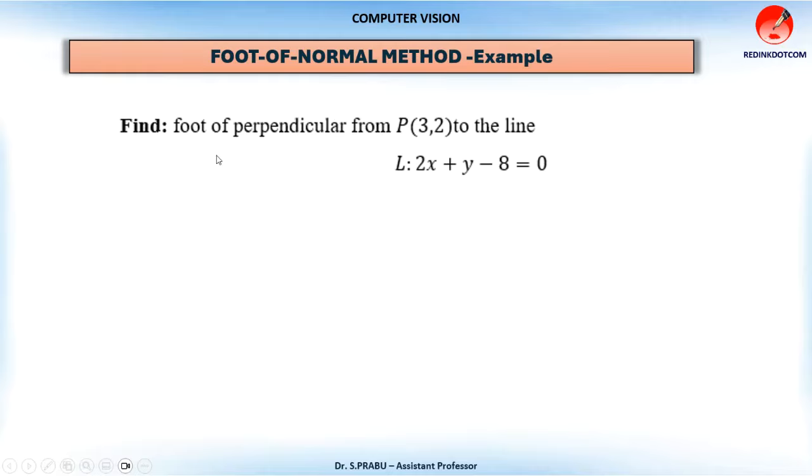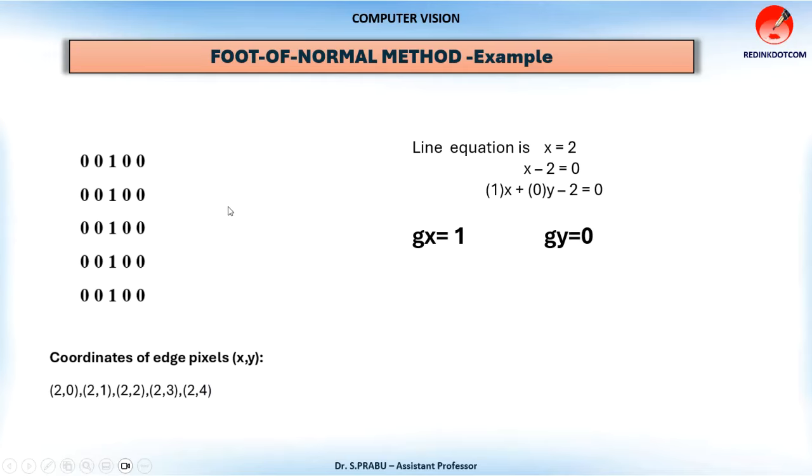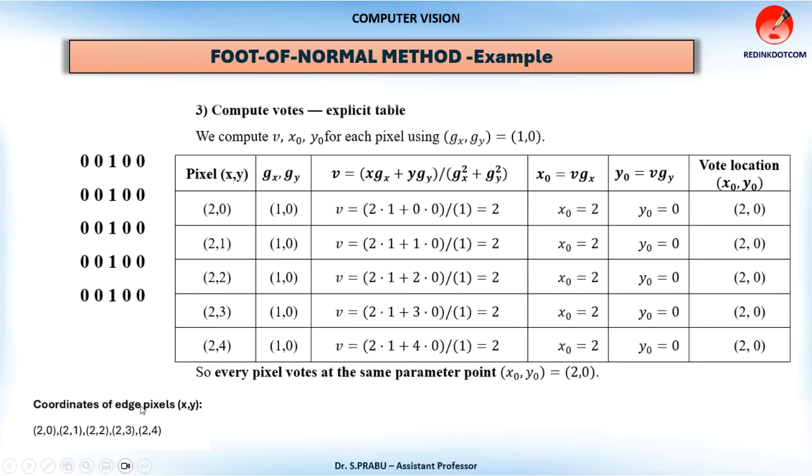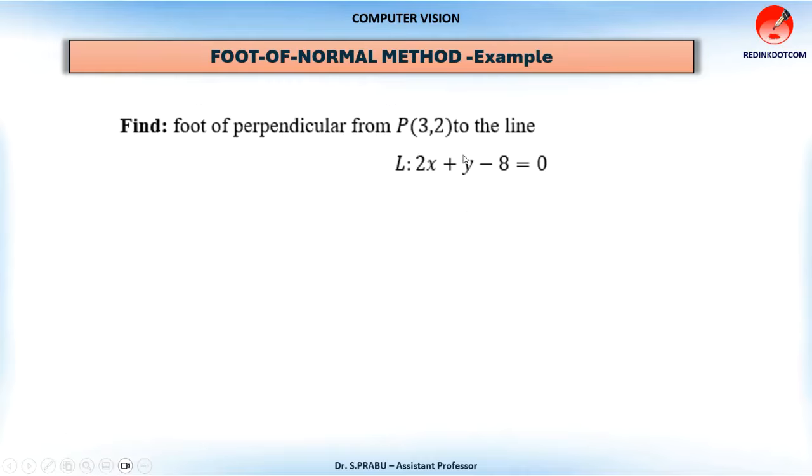But sometimes questions can be asked by giving the line equation directly and giving one of the edge points to calculate the foot of normal coordinate. Compare this with the previous example. In the previous example, we listed all possible coordinate values and identified the tentative line equation. But in this problem, the tentative line equation is directly given. In the previous example, we calculated these values for all the pixels, but in this example, only one pixel is given. So we can do the calculation for this pixel.